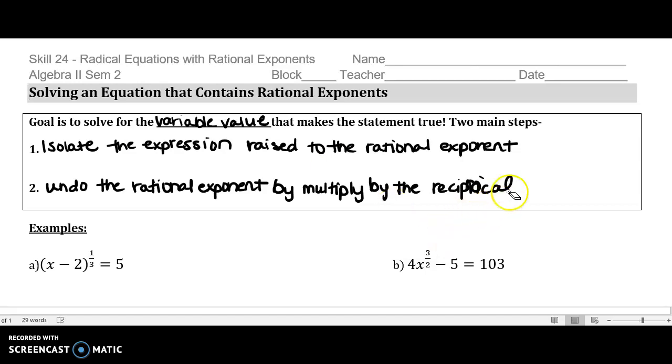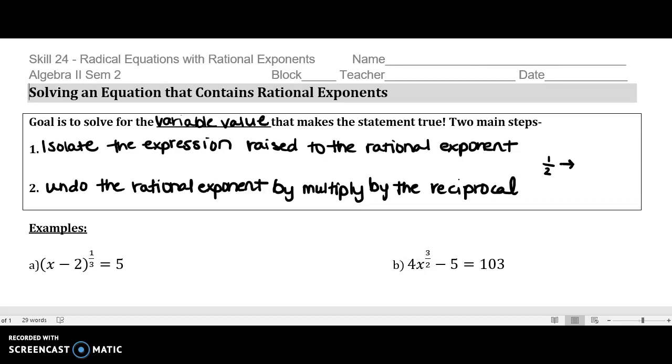Let me just erase that. I always spell it wrong. Reciprocal. So what is a reciprocal? Well, if I have 1/2, the reciprocal is when you flip it over: 2/1, or just 2. If I have 3, the reciprocal of 3 is 1/3. So we're going to be taking the rational exponent, raising it to the reciprocal power to undo it. Let's see what that looks like.